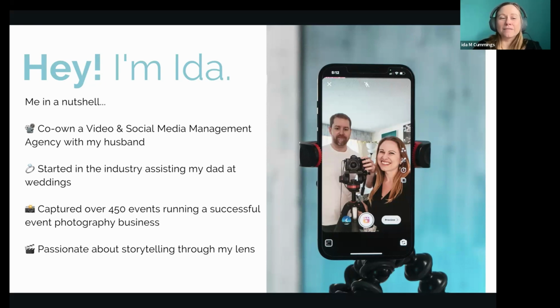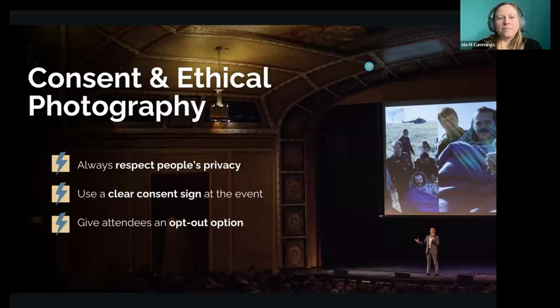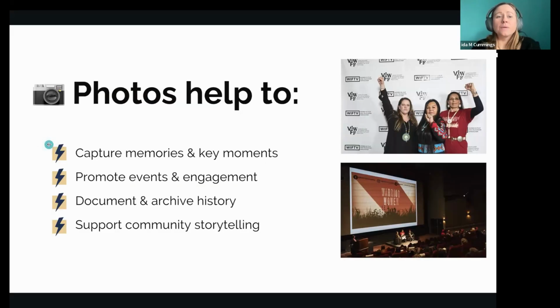I was mainly an event photographer until COVID, and COVID is what got me to transition into more social media and content creating. So photos help you to capture key moments, promote event management, document archive history, and support community storytelling. And how you approach event photography really has to do with what you want to get out of it.